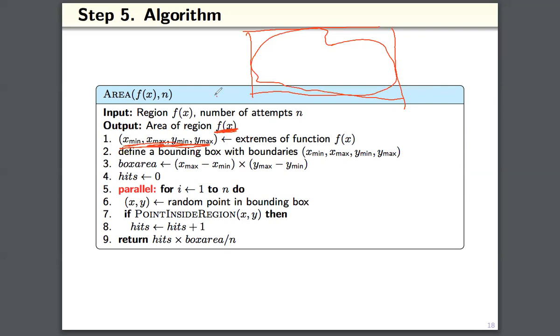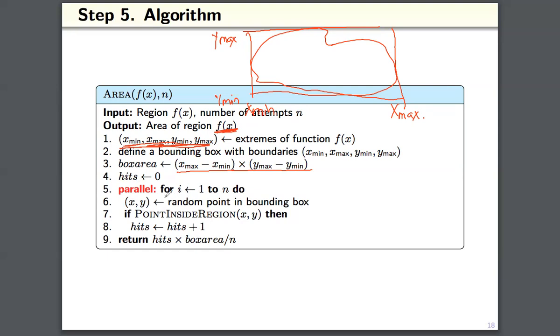So once you have this, you can find the area of this rectangle defined by this. See, what is this? This is y min, this is y max, this is x min, this is x max. So what is the area of the rectangle? X max minus x min times y max minus y min. Hits is equal to 0. Now what you do is you try n points. You generate n random points inside the bounding box.